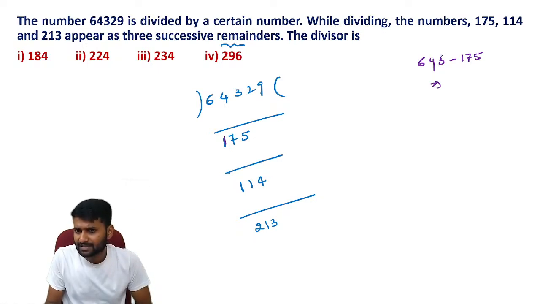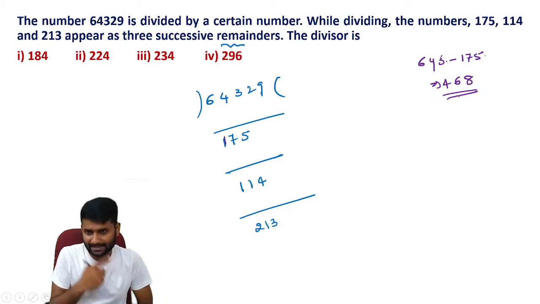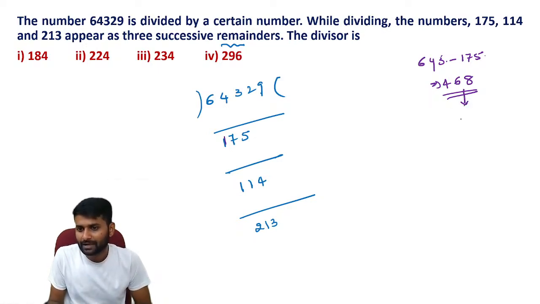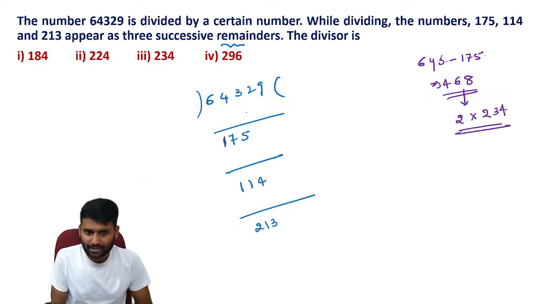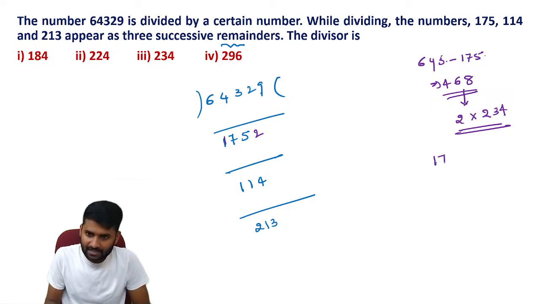If you find the difference, 13 minus 5 is equal to 8. 13 minus 7 is equal to 6. Now 5 minus 1 is equal to 4. So 468. Now we know that 468 is a product of 2 into 234. Let's go through one more step here. So this is all about 1752. Why? Because we have to take 2 into the calculation. Let's find the difference here, 1752 minus 114.